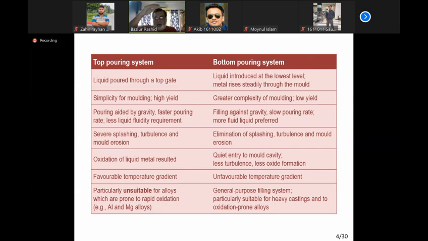So the first liquid's temperature is reduced, so solidification will start from there and it will go upwards because the topmost liquid is hotter. And this is the favorable temperature gradient. That means solidification is occurring from the bottom towards the liquid metal entry.